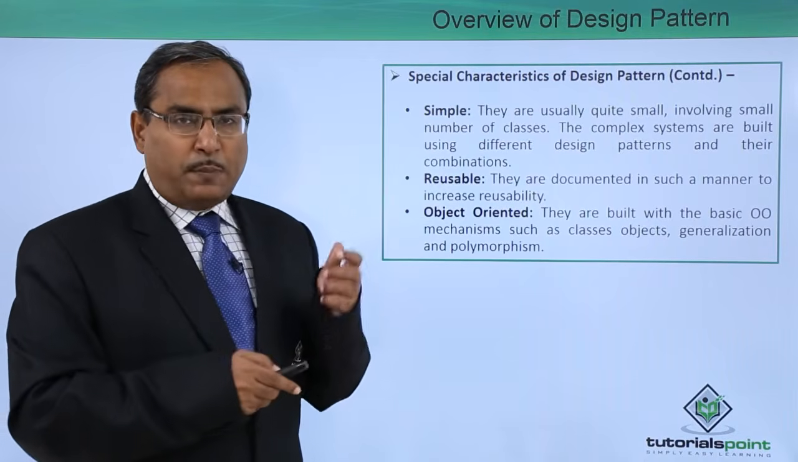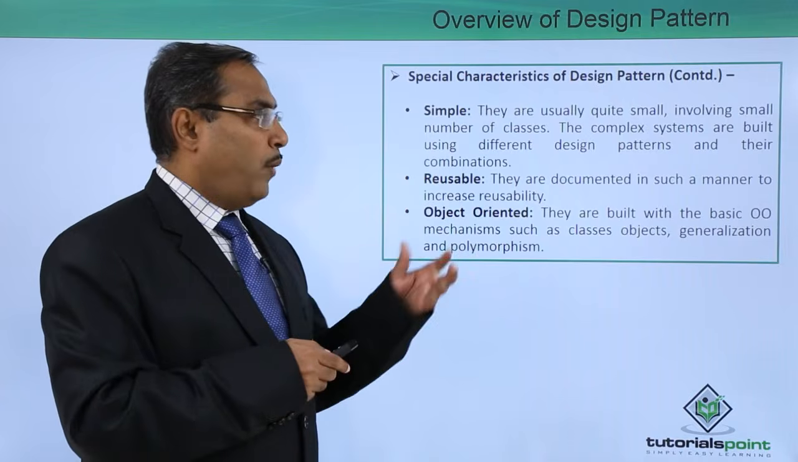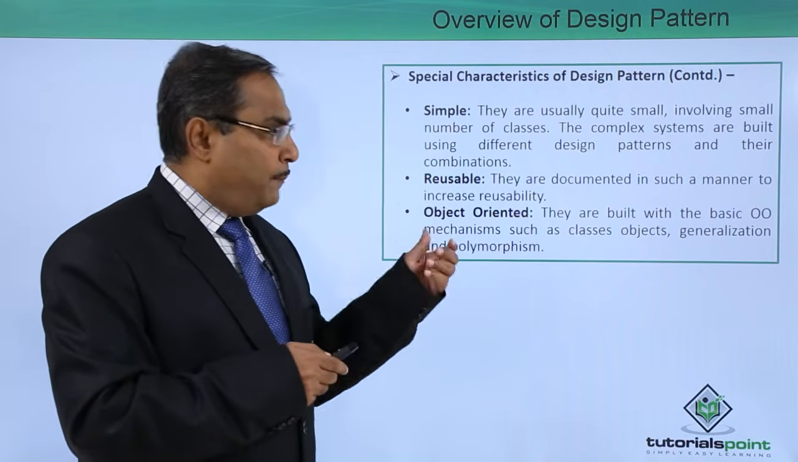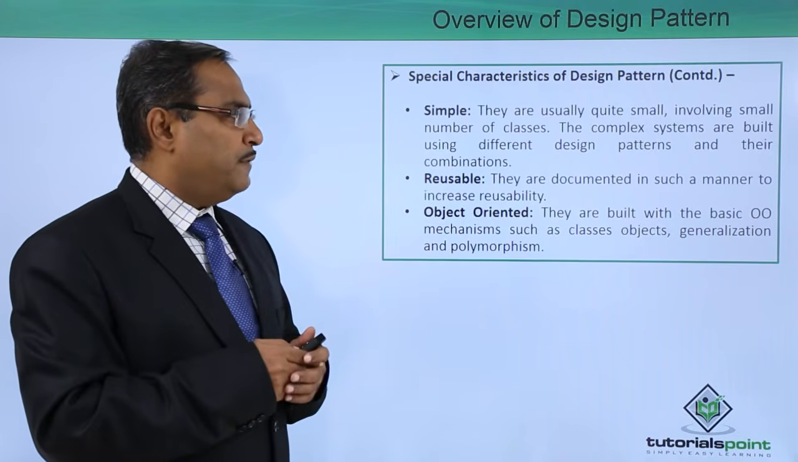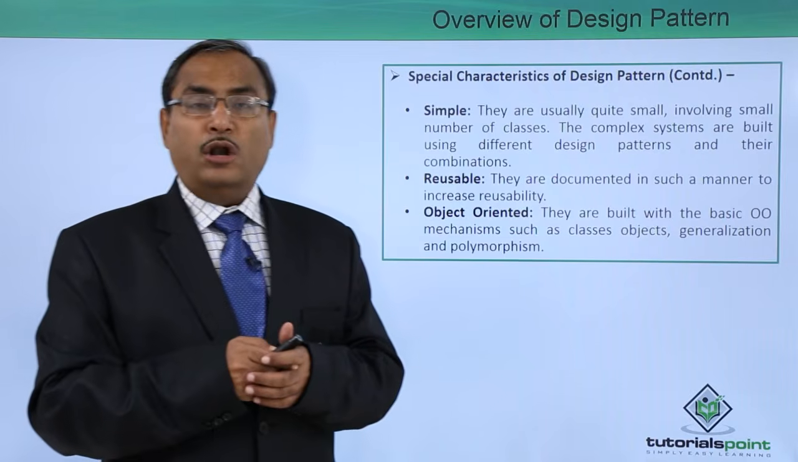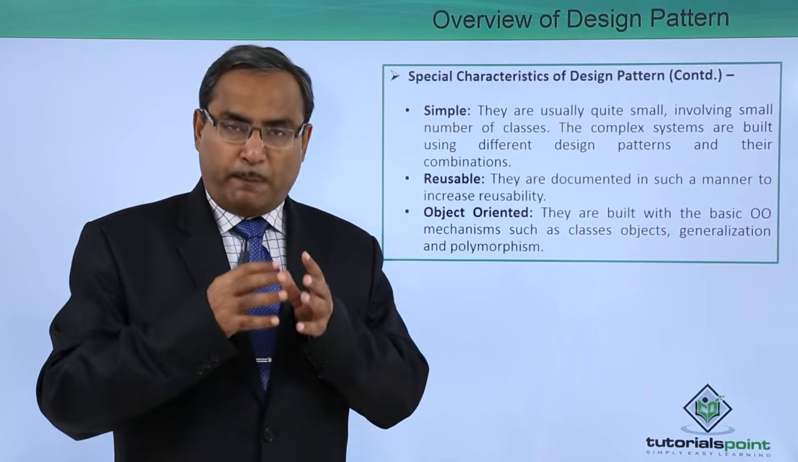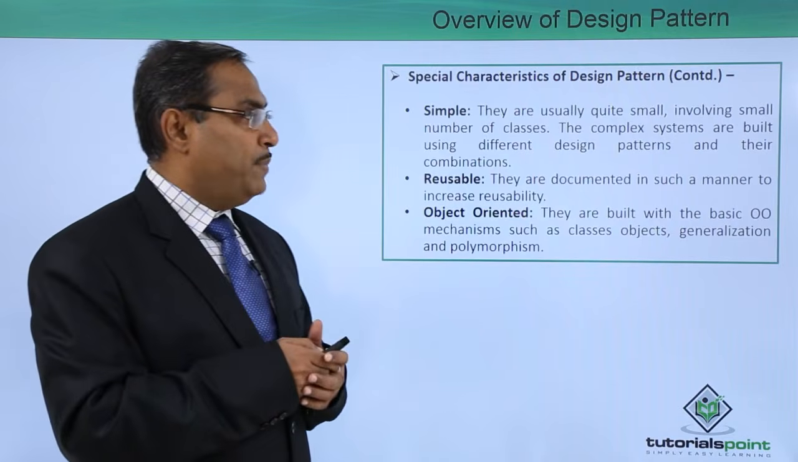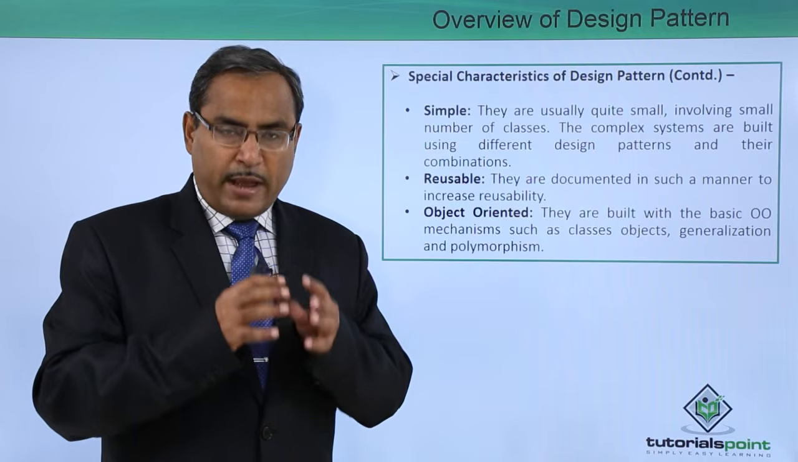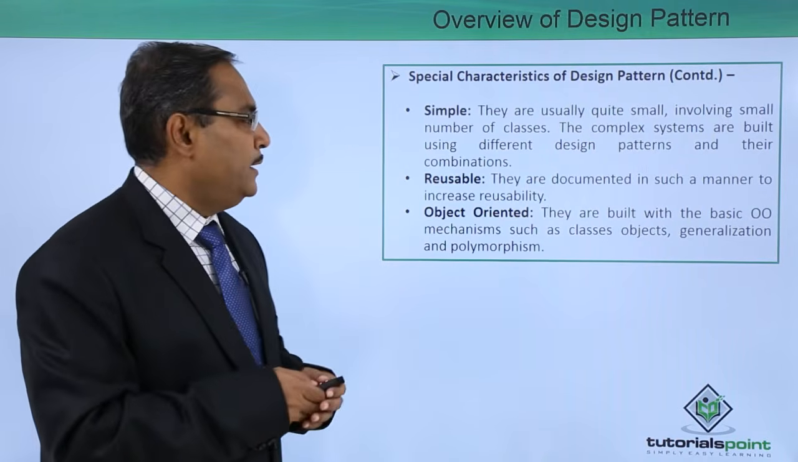Simple, the next characteristic property of design pattern is simple. They are usually quite small, involving a small number of classes. Complex systems are built using different design patterns and their combinations. It is not like that one software will have only one design pattern. There may be a collection of multiple design patterns in the implementation. And design pattern always tries to make sure that the optimum number of classes is used.